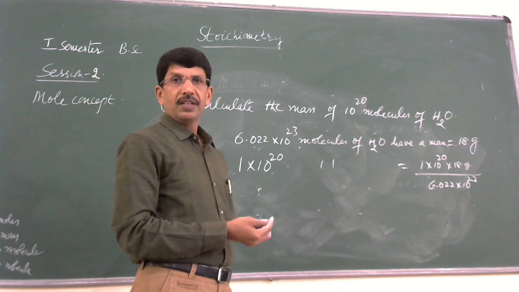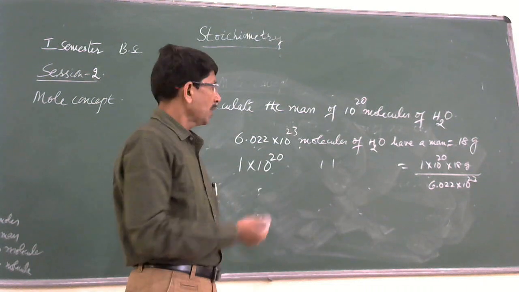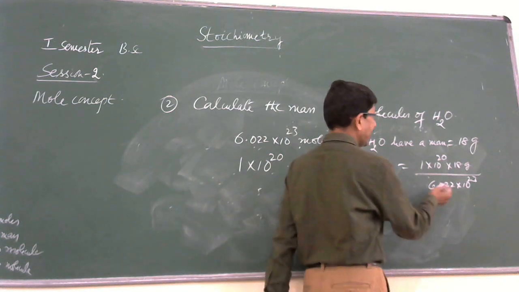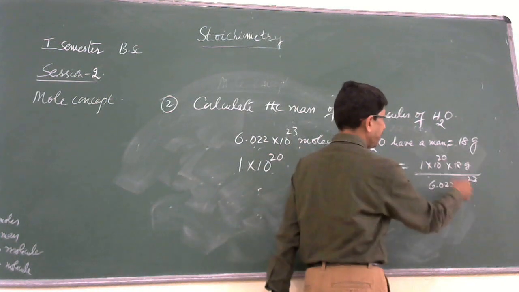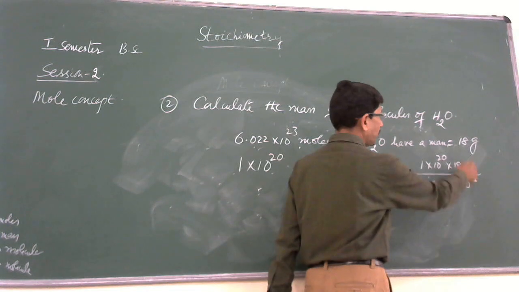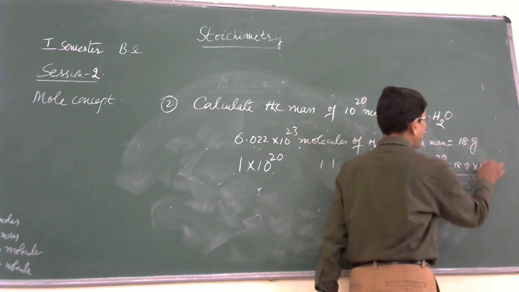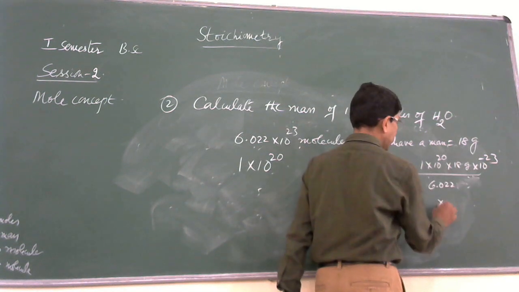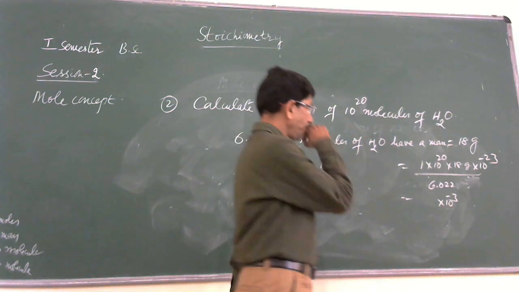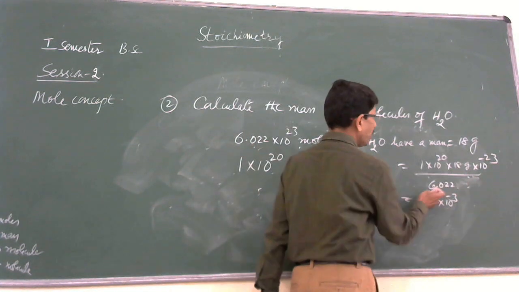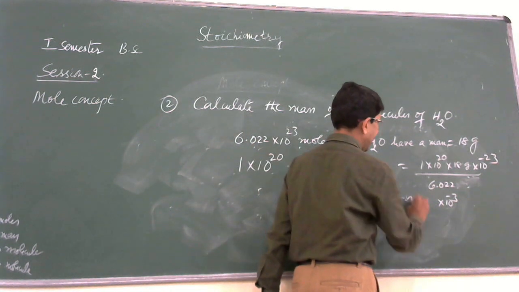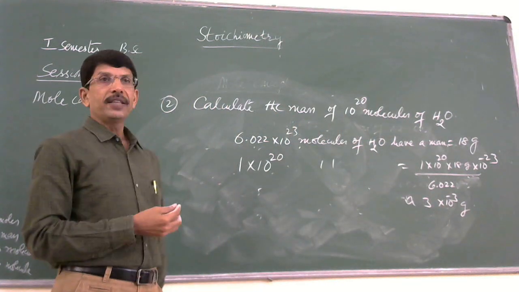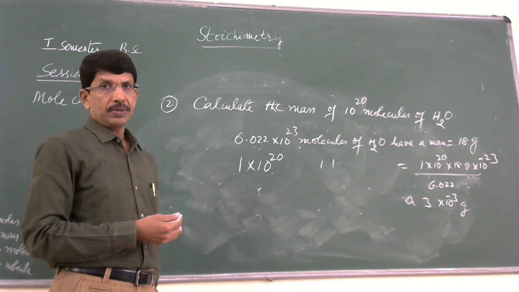If you simplify this, you get the answer. You can try simplifying it another way. Roughly, 10 to the power 23 from the denominator goes to the numerator and becomes 10 to the power minus 23. So 10 to the power 20 into 10 to the power minus 23 is 10 to the power minus 3. And 18 over 6.02 can roughly be taken as 3. So it is roughly 3 into 10 to the power minus 3 grams.